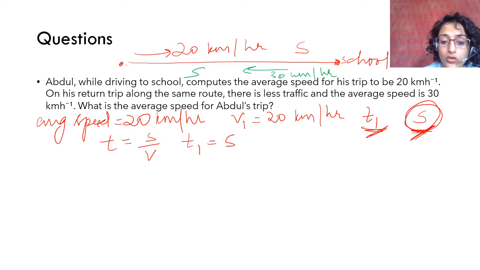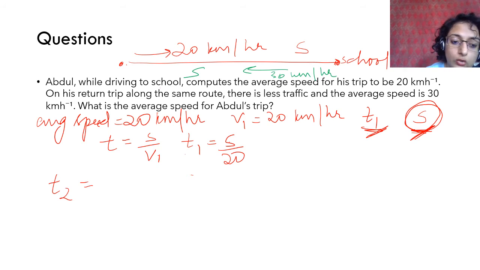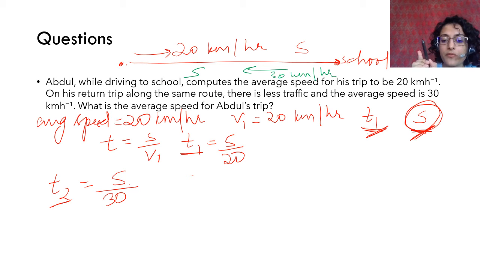Distance is the same both way. So it is not s1 or s2. It is just s. v1 is 20. So t1 is equal to s by 20. Similarly, t2 is equal to distance remains the same. v2 कितना है 30. So we use T1 and T2 को हमने S के terms में we have put it in terms of S.